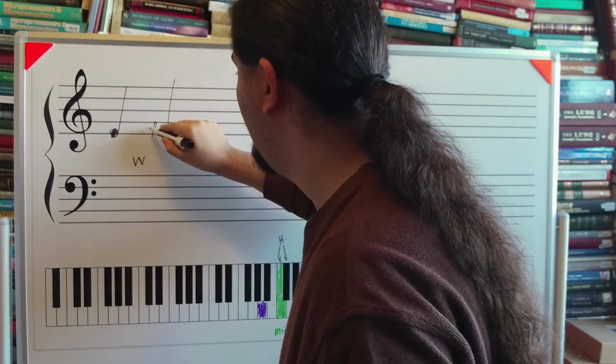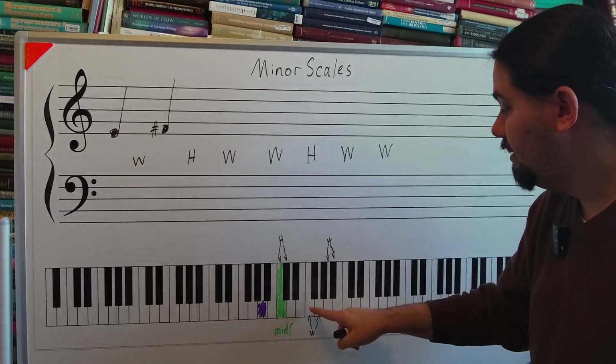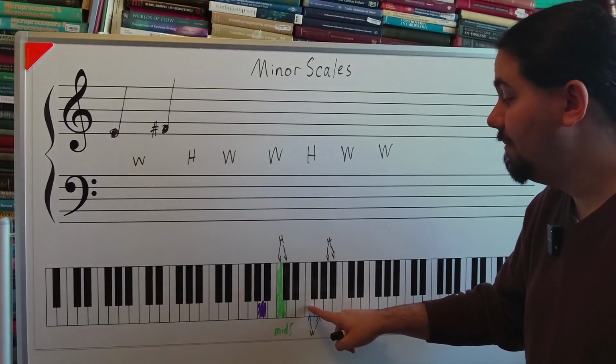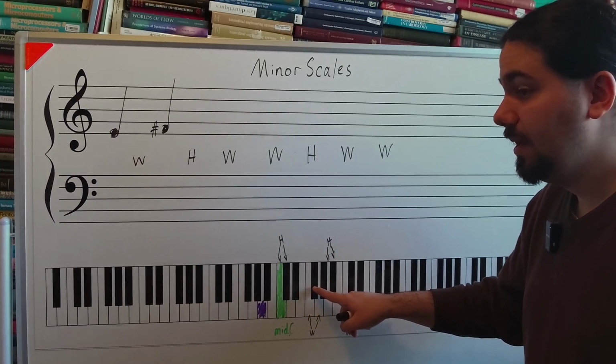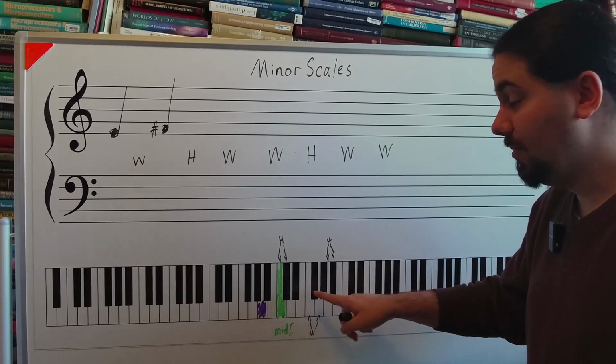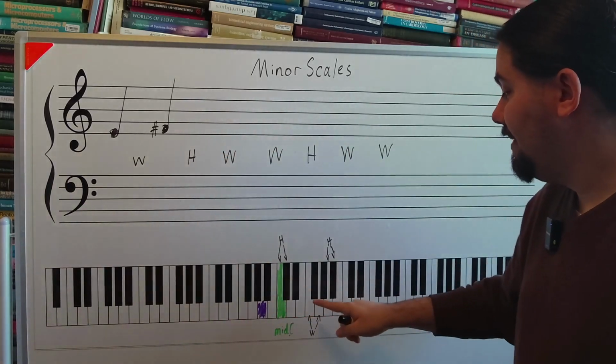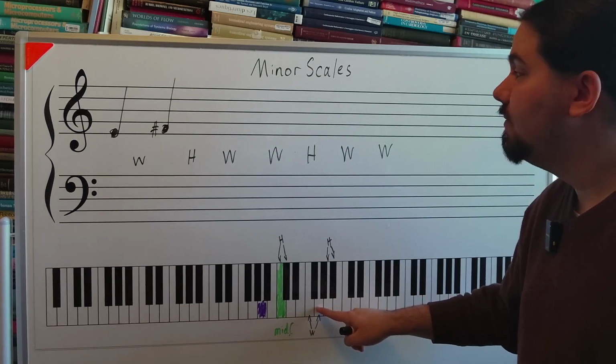Because remember, a whole step is 2 half steps. Half step up from E is F, half step up from F is F sharp. Therefore, a whole step from E upwards is F sharp. Now we need a half step up from F sharp, which is G.